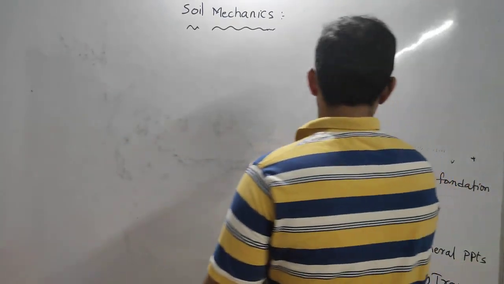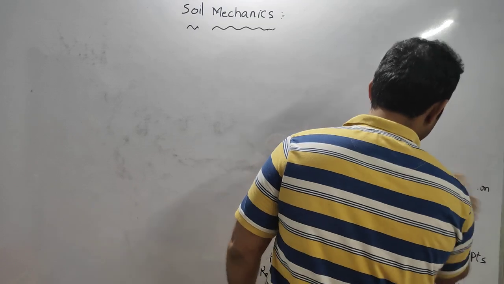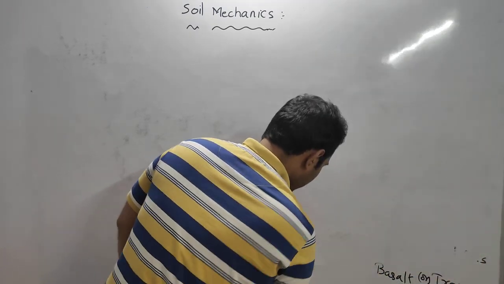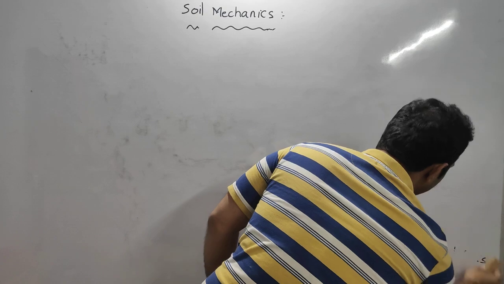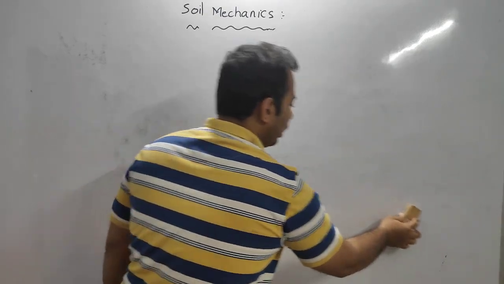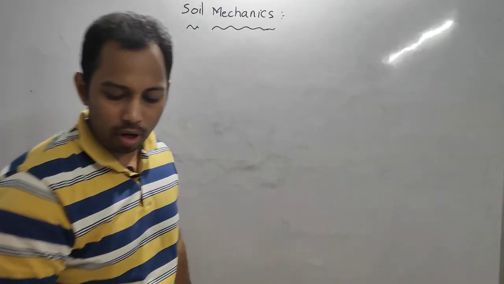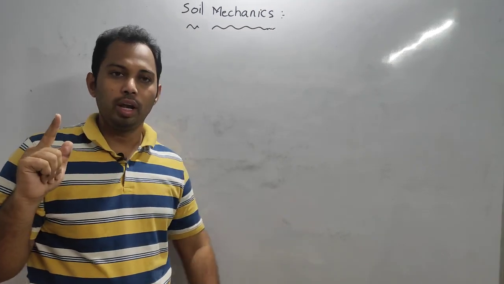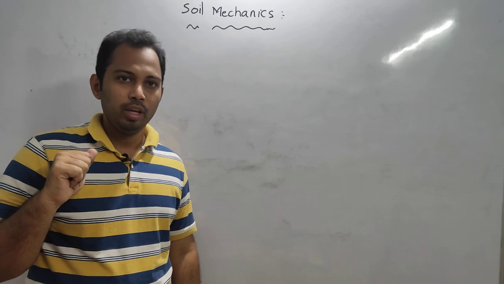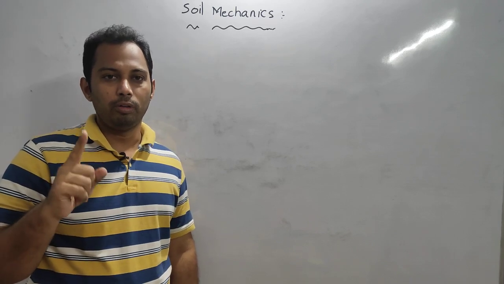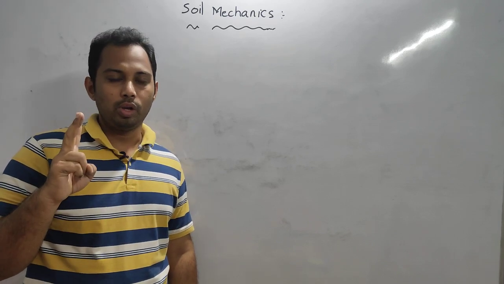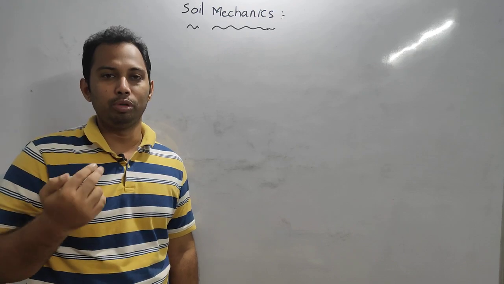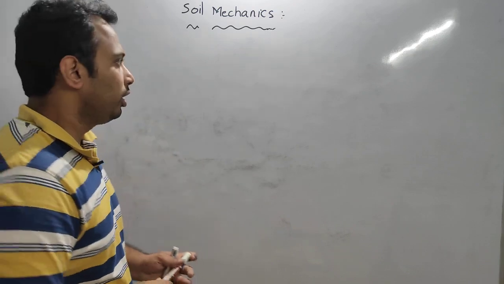So the first one is bentonite. Bentonite is a chemically weathered soil. Montmorillonite is present in two soils: one is black cotton soil, the other is bentonite soil. Black cotton soil is formed out of physical weathering. Bentonite soil is formed out of chemical decomposition, chemical weathering.